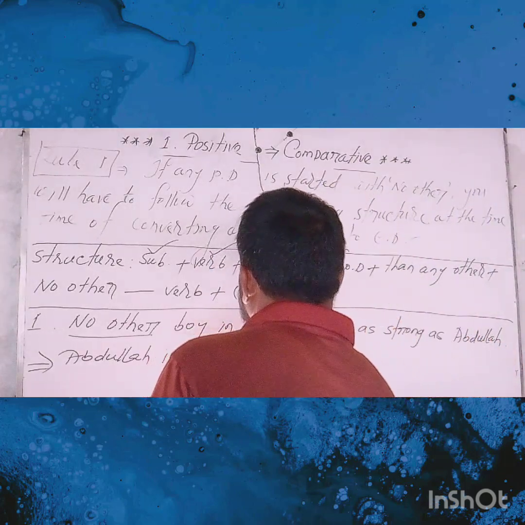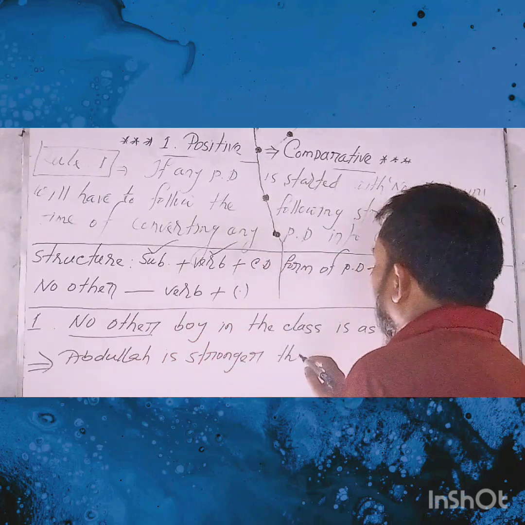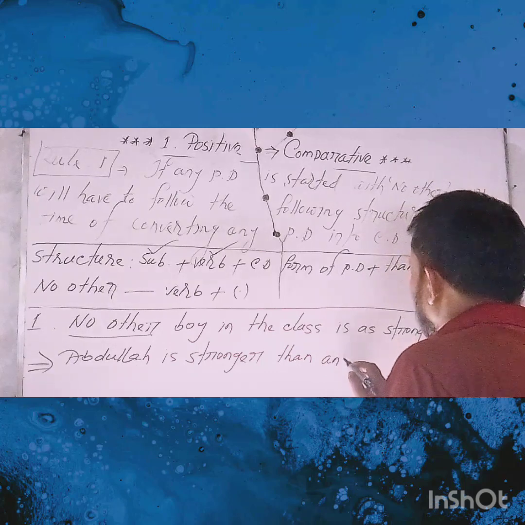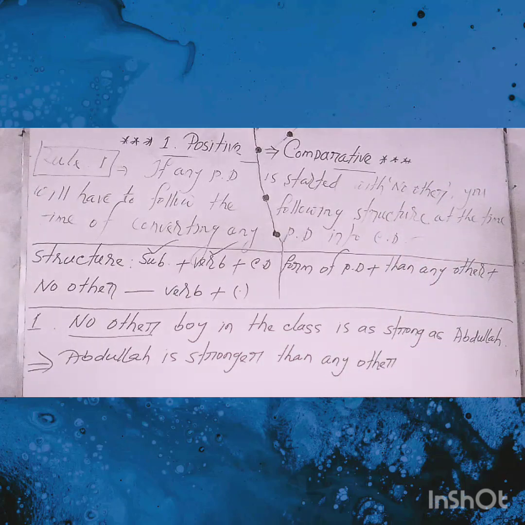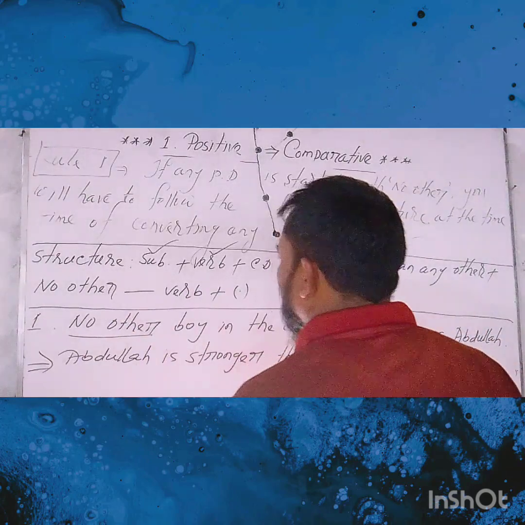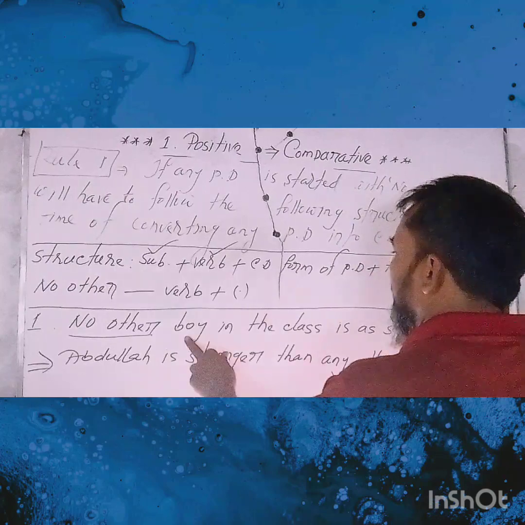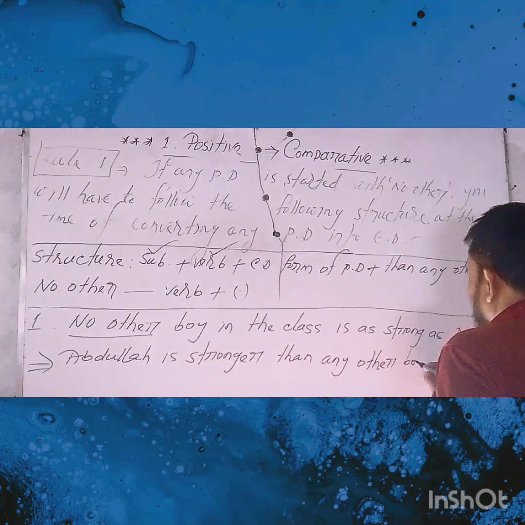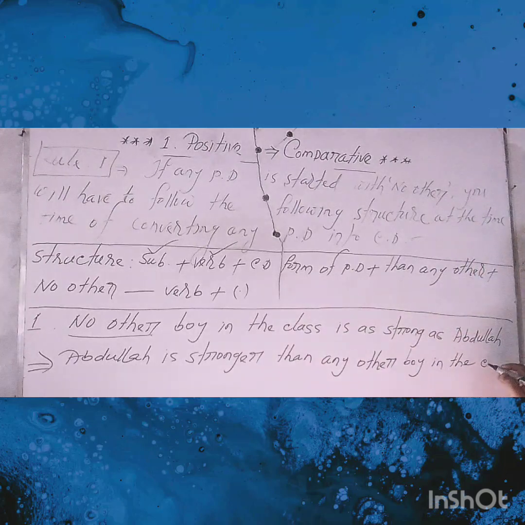Of course, you know that, my dear learners. Then we'll have to write down "than any other." Next, from "no other" to the verb: the next person, here, is "boy in the class." Boy in the class. Okay, my dear learners, that's enough. I hope you have understood clearly.